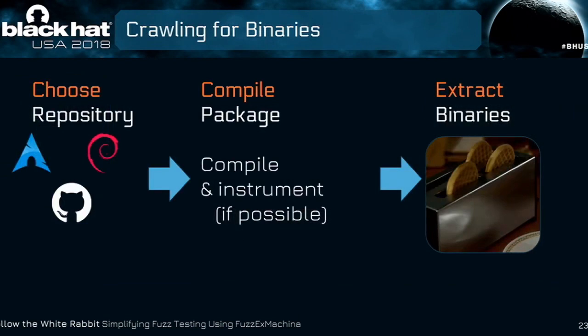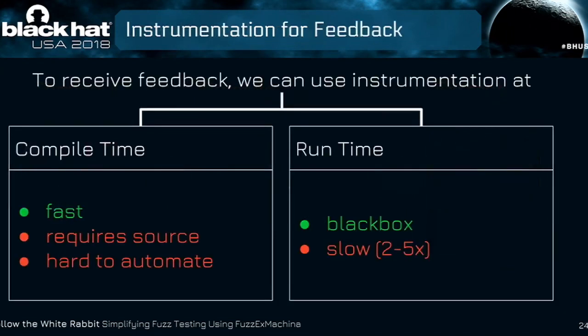So like I said, if you want to scale up, you do the following, basically. You choose a repository and then provide FuzzExM with a list of packages from that repository that you want to fuzz. Once you've done that, FuzzExM tries to download the source of the packages and compile it, and also add instrumentation where possible. It also tries to, after the compilation step, extract ready-to-run ELF binaries that we later on want to fuzz. So before we move on to the next step, let me quickly clarify what instrumentation means.